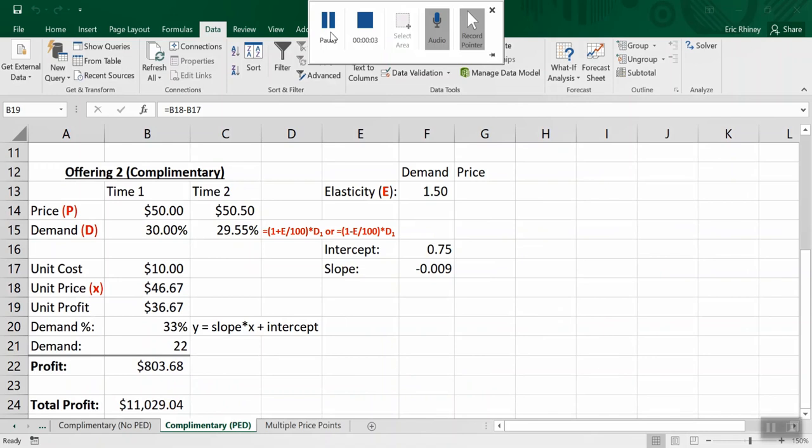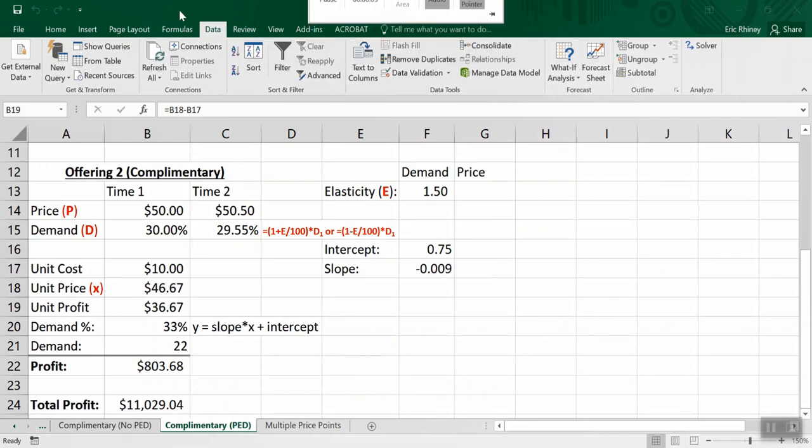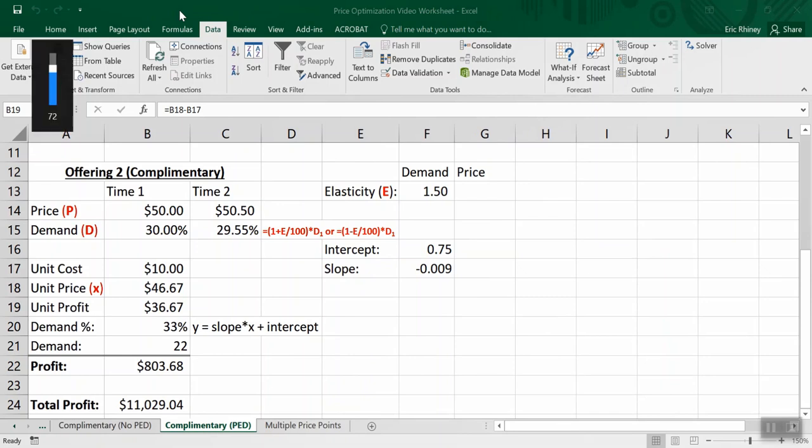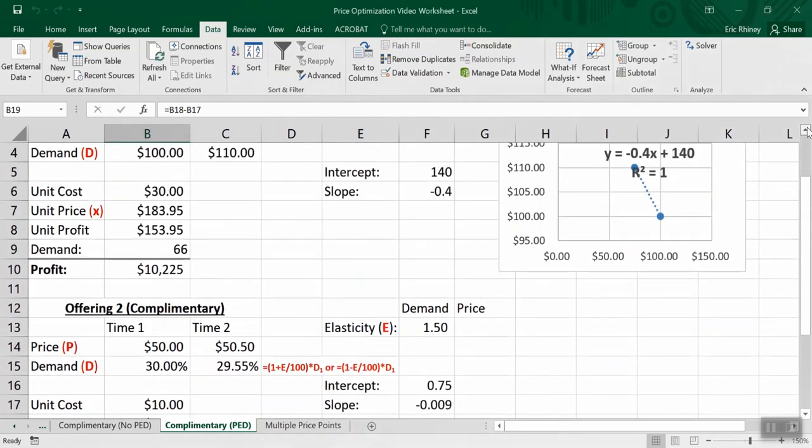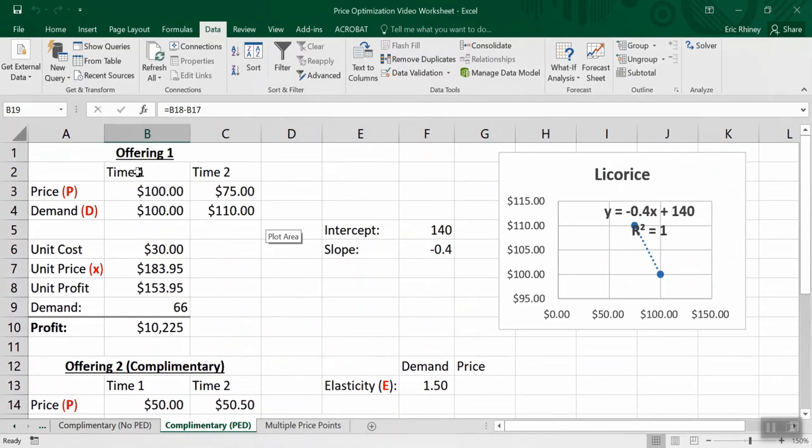Okay, so the last thing we're going to look at in terms of price optimization is calculating our demand curve if we have more than two price points and demand points. So if we have multiple, three or more price and demand points, then it gives us more precise information. If you remember going way back, we have a price at time one, a demand at time one, a price at time two, and a demand at time two. And we use that to calculate our demand curve by calculating the intercept and the slope.